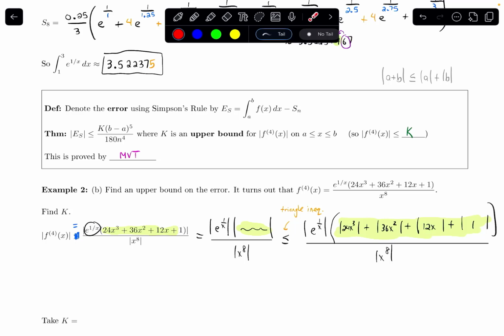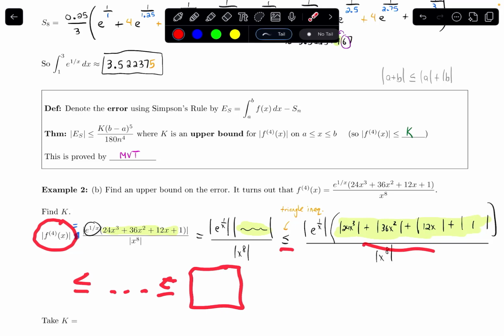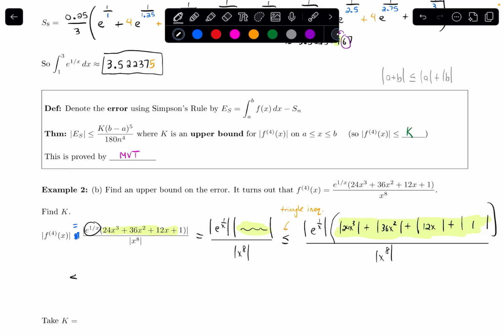Now I'm going to think about these absolute values piece by piece. My goal is to take this fourth derivative's absolute value, which I got is less than or equal to this thing, and eventually get that it's less than or equal to just some number, no x's. Because when I get that, this is going to be k. So I want to continue this inequality by finding something that's bigger than what I have. If I'm trying to make the whole fraction bigger, I've got to make the terms in the numerator bigger.